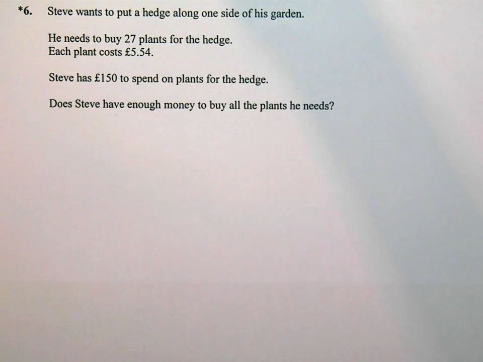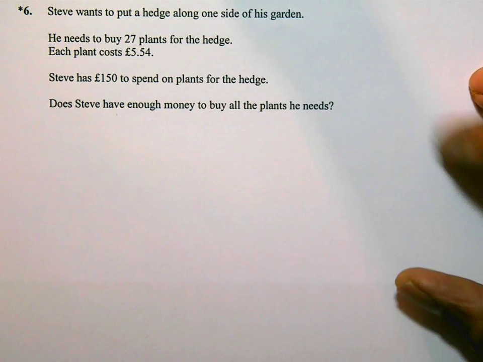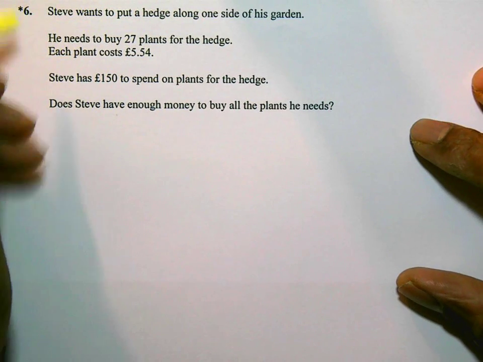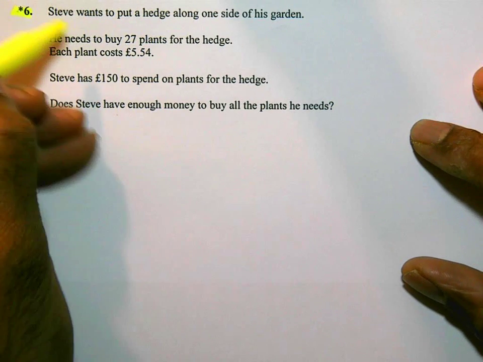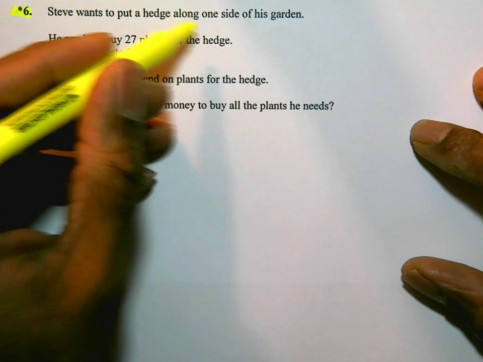This is question number 6 on the November 2014 non-calculator paper. First thing I spot is the fact that there's a star next to the question number, so that means there's some quality of written communication marks, so I need to write a sentence as part of my final answer to get full marks. Steve wants to put a hedge along one side of his garden.